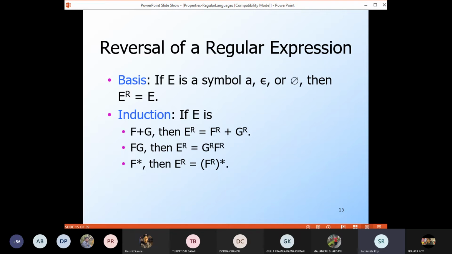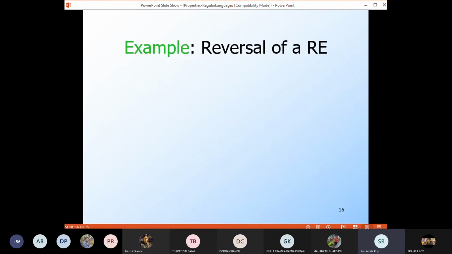And then if it is Kleene closure, f star, then the reversed expression will be f reversed, star. So Kleene closure also applies to the reversal; the reversal has to be pushed inside. Let's take an example to get this clear. So this is the recursive definition of the reversal operation on regular expressions.